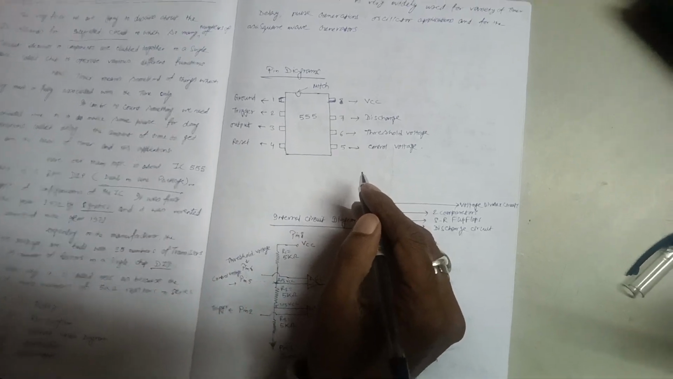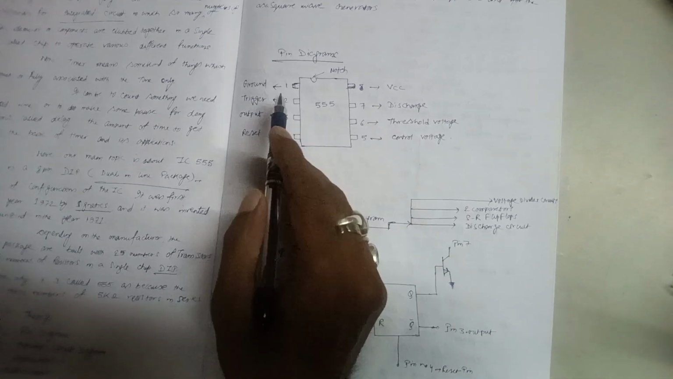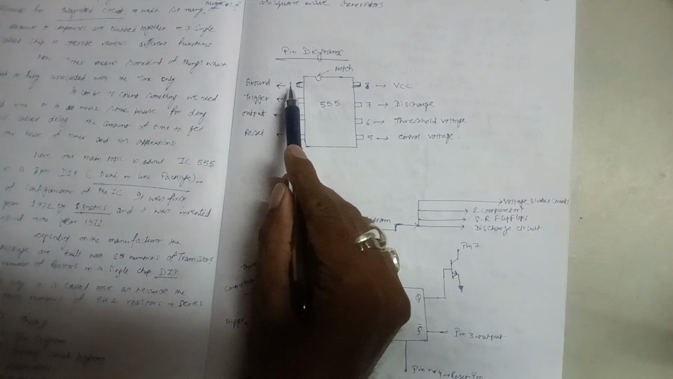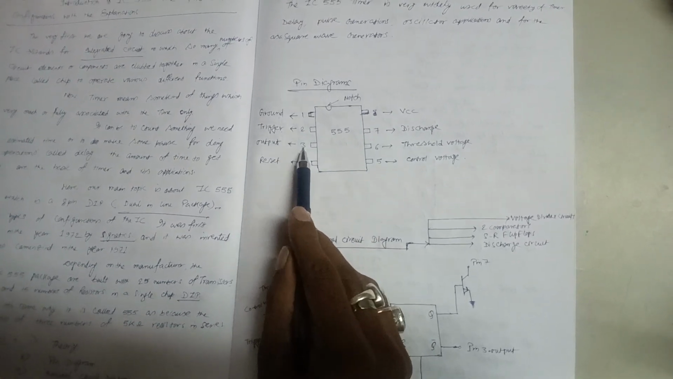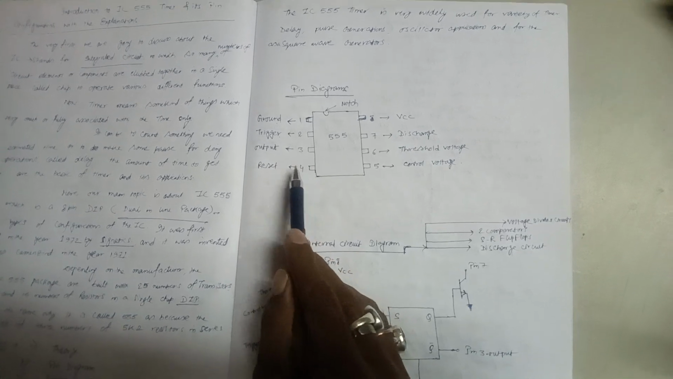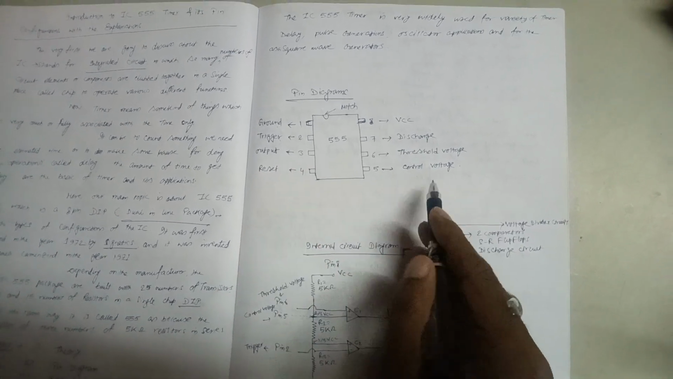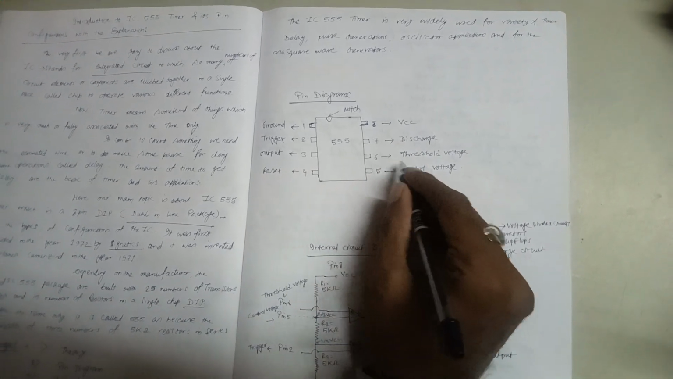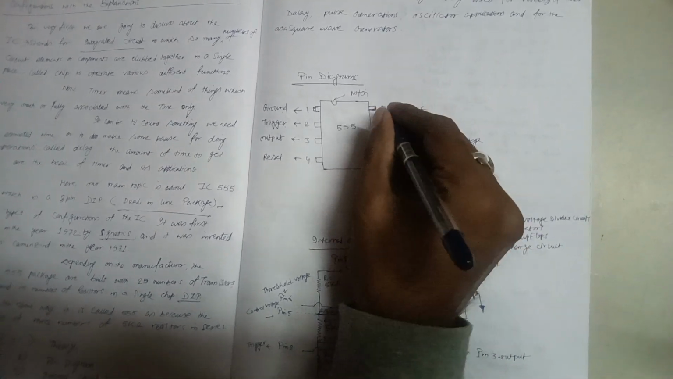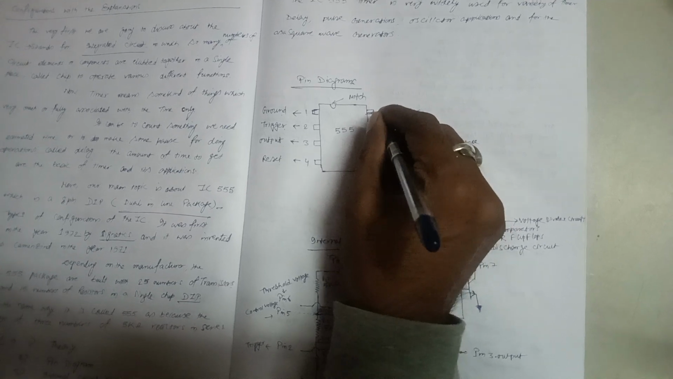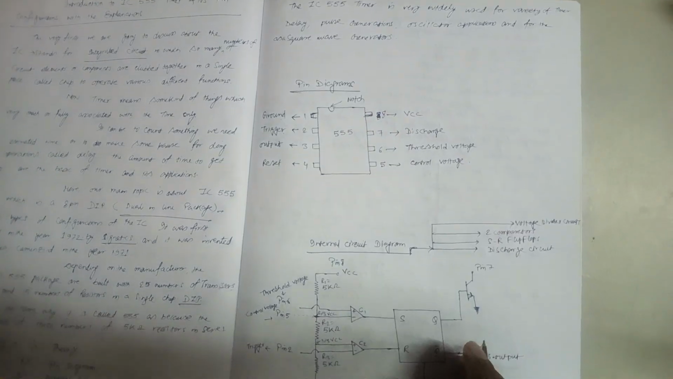Now this IC 555 timer has 8 pins. The very first, pin number 1, is the ground pin. Pin number 2 is trigger. Pin number 3 is output. Pin number 4 is reset. Pin number 5 is control voltage. Pin number 6 is threshold voltage. Pin number 7 is the discharge pin. And pin 8 is your VCC pin. Right.